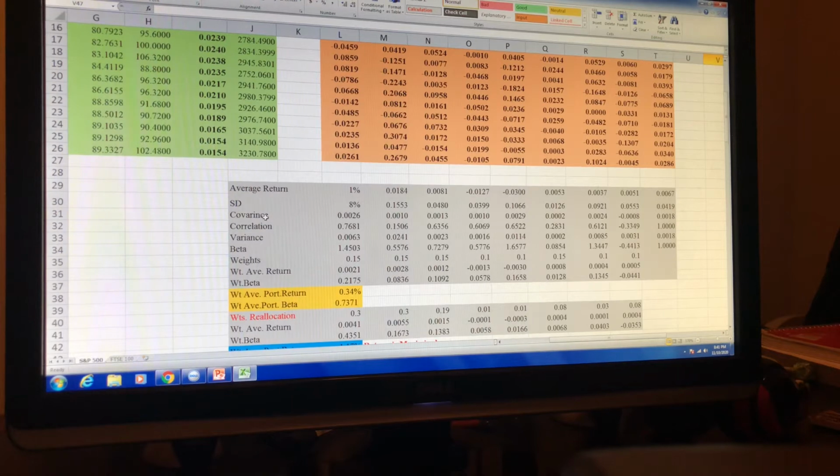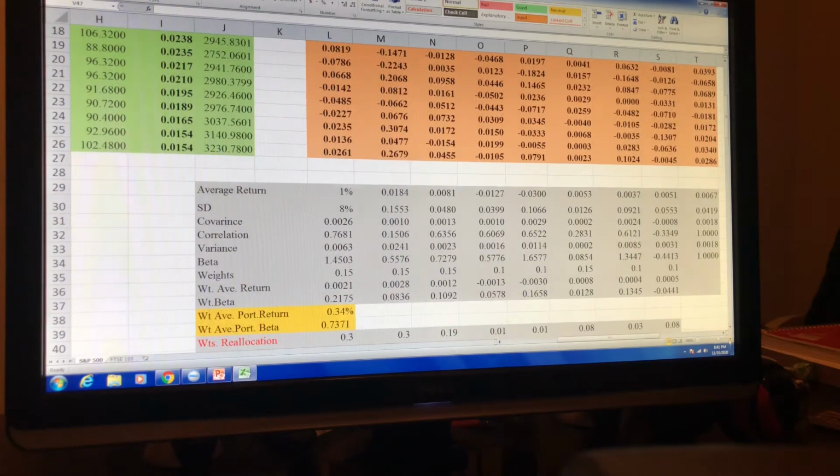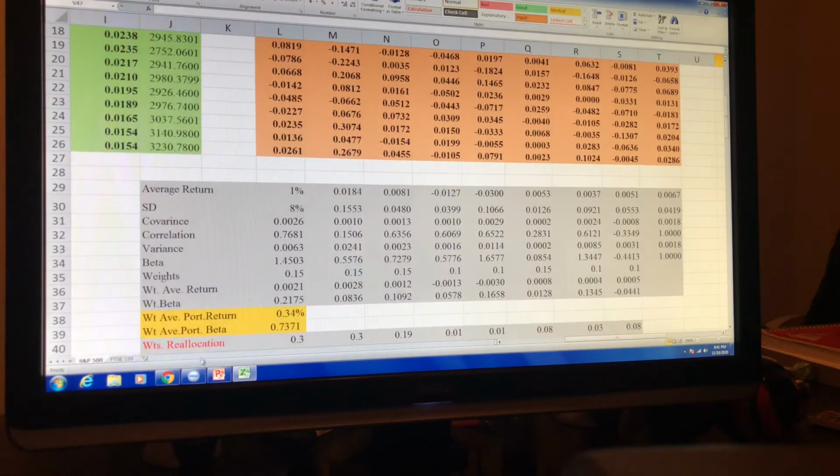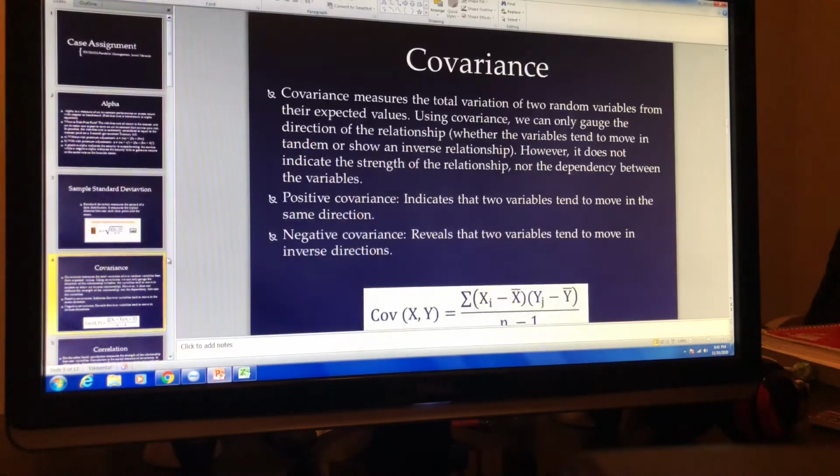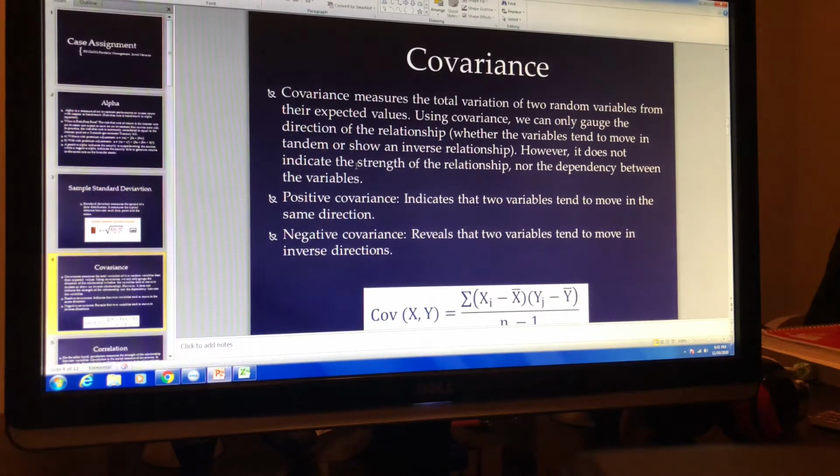And we'll move on to the next one, which is the covariance. Let's see if I can make this a little bigger for the next time we come back to it. It's perfect. The covariance measures the total variation of 2 random variables from their respective values. Using covariance, we can only gauge the direction of the relationship, whether the variables tend to move in tandem or show an inverse relationship. However, it does not indicate the strength of the relationship nor the dependency between the variables.